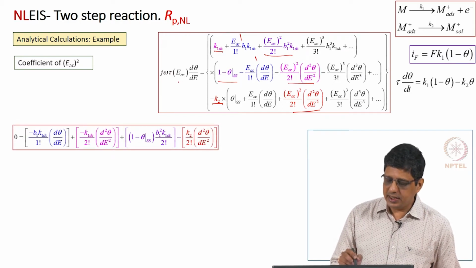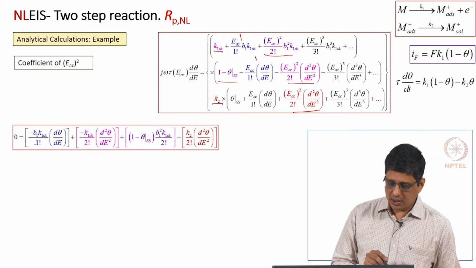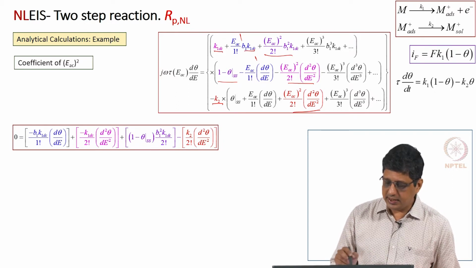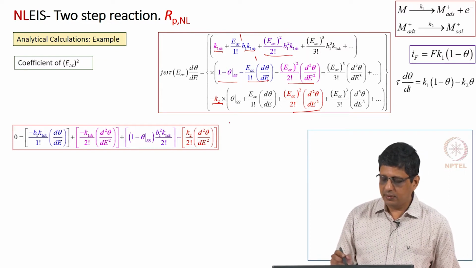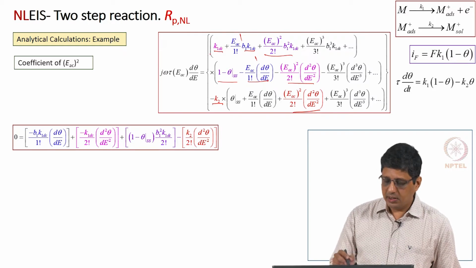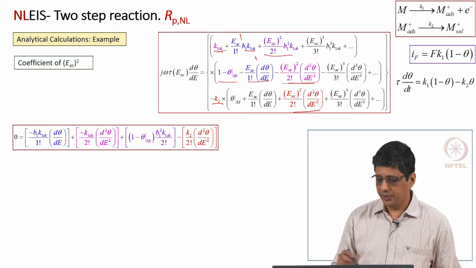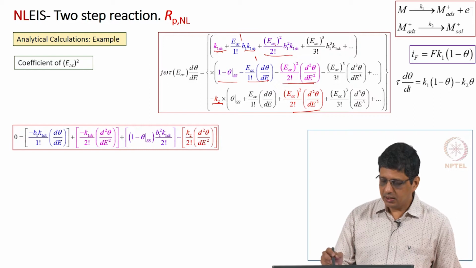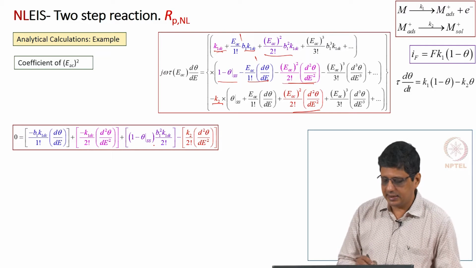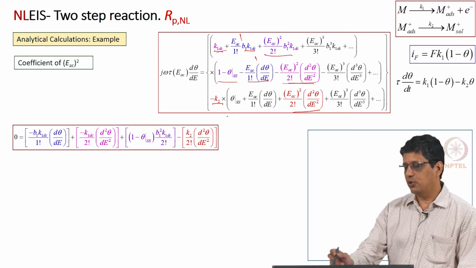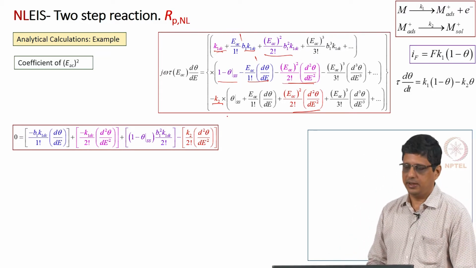On the left side there is no EAC square, so it is going to be 0. On the right side I would get B1 K1 DC multiplied by d theta by dE. We are taking the EAC square term out and then grouping the remaining terms. K1 DC multiplied by 1 by 2 factorial d square theta by dE square, with of course the negative sign, and the violet color B1 square K1 DC and 1 minus theta SS, and of course K2 multiplied by d square theta by dE square.